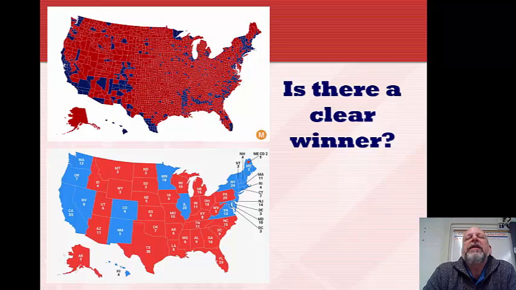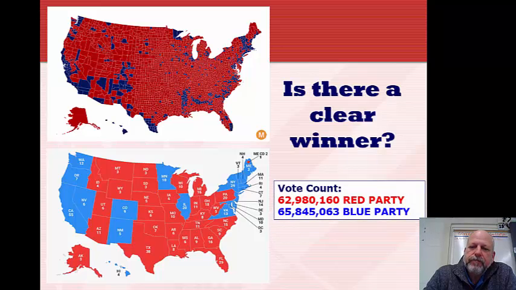But what if we just looked at numbers? As we take a look at the vote count, the red party had just under 63 million votes, and the blue party had just under 66 million votes. So clearly, the math says the blue party won that election. One problem. All of these represent the same election.